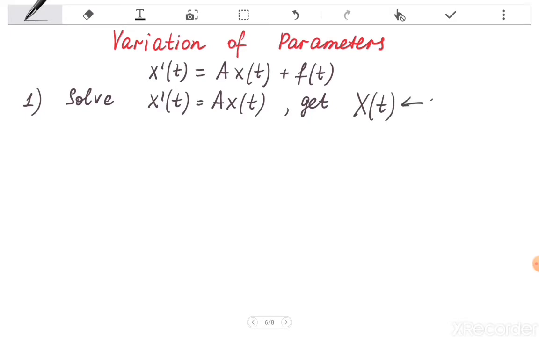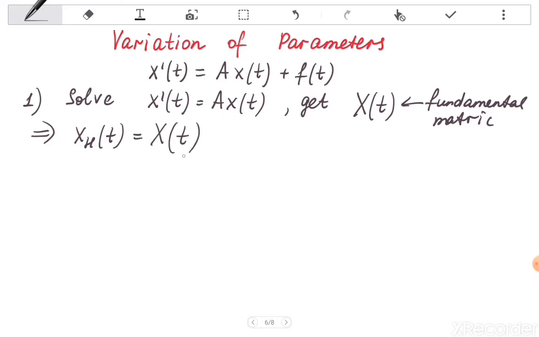This is the fundamental matrix. And in this case, as we showed in previous lectures, the homogeneous solution is the fundamental matrix times some constant vector C, where C is a vector of C1, C2, and so on, Cn. The vector of constants.